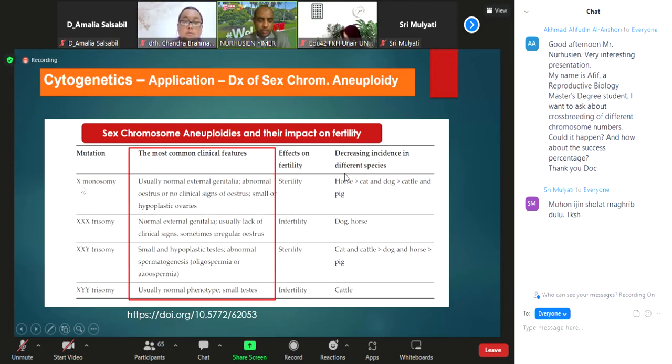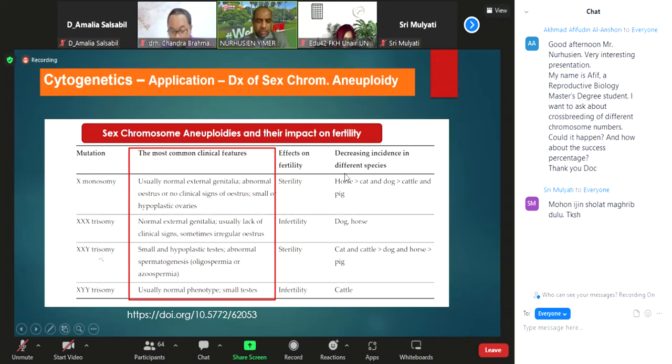For example, with X monosomy, usually the external genitalia will look normal, but you will have abnormal estrus, with no clinical signs of estrus, or small or hypoplastic ovaries, meaning that the animal is sterile and cannot breed. The highest incidence is in horses, followed by cats and dogs, cattle and pigs. Likewise, you have sex chromosome trisomy, not the Down syndrome. This is for the sex chromosome. Again, externally the genitalia may look normal, but these animals are infertile. And that is already reported in dogs and horses.